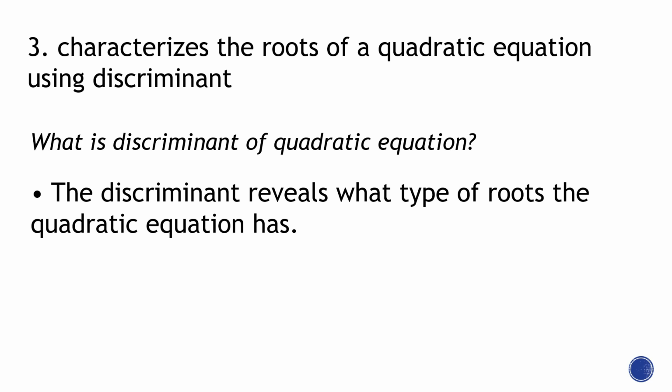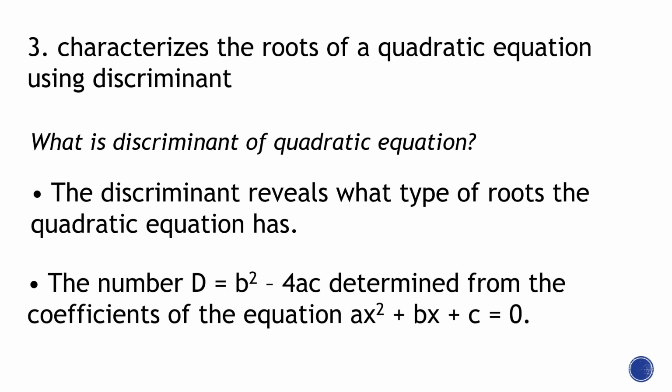So when we say type of roots, we're talking about, is it imaginary? Is it rational? Is it irrational? Those types of numbers, or those types of roots. And here, the number d, which is b squared minus 4ac, is the formula for determining the value of the discriminant. I think you're familiar with b squared minus 4ac. That's the algebraic expression inside the quadratic formula. So given the quadratic equation in standard form, ax squared plus bx plus c, we will use those coefficients just like using the quadratic formula in order to find the value of the discriminant.